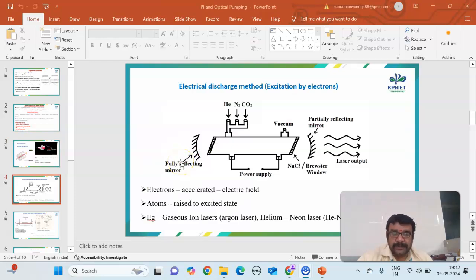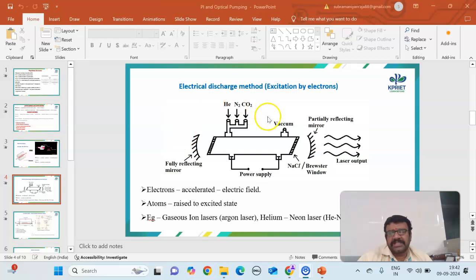In electrical discharge methods, the excitation is done by electrons. A typical example is the carbon dioxide laser, where the electrons are accelerated by an electric field, so the atoms are raised to the excited state. Examples include gaseous ion lasers, the argon laser, the helium ion laser, and the carbon dioxide laser.